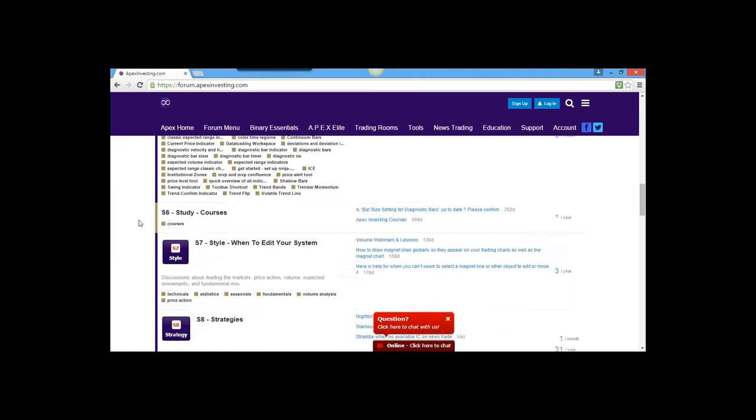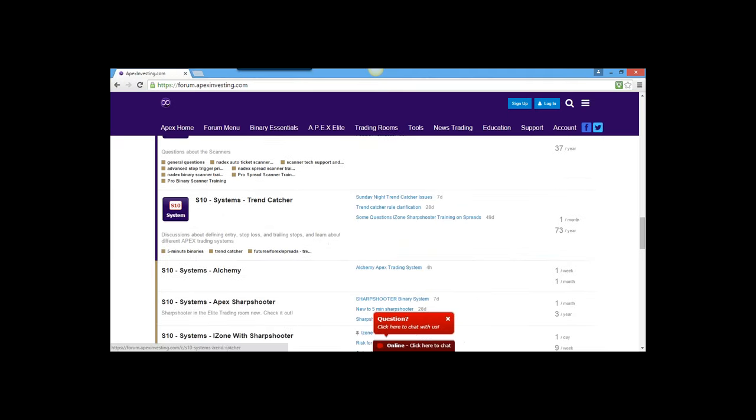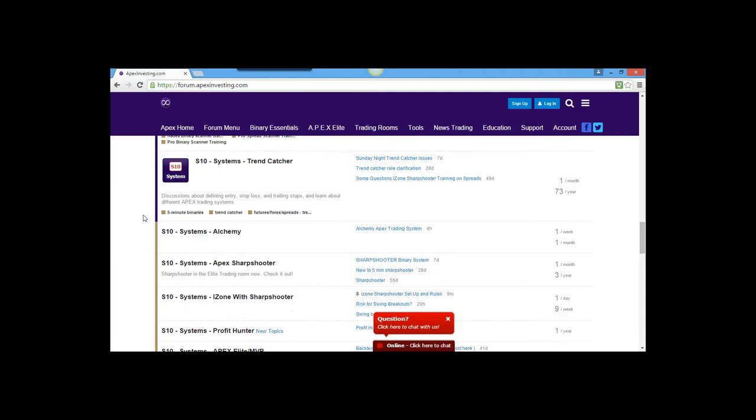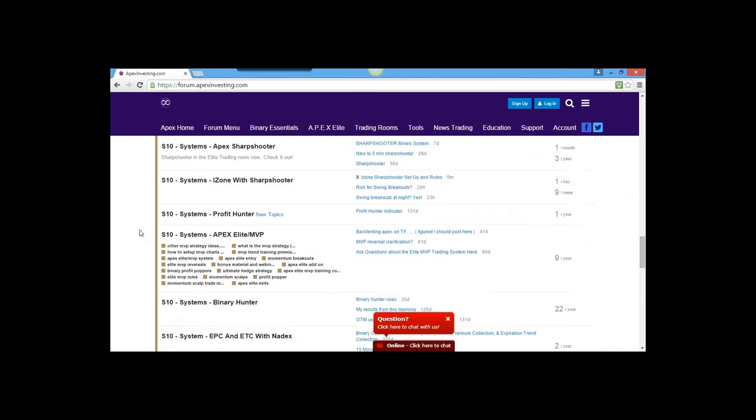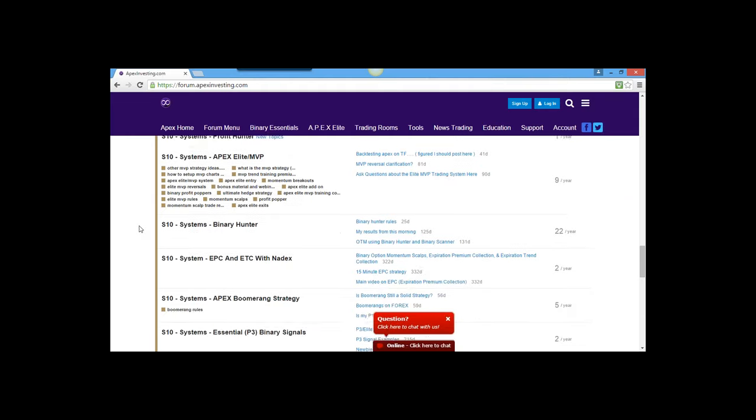But if you scroll on down here to S10, section 10, it's all of our different trading systems that we use to trade binaries and spreads. You can go through and watch step-by-step videos, screenshots, listed out step-by-step rules, some back and forth conversation between other traders, how they're using the systems.